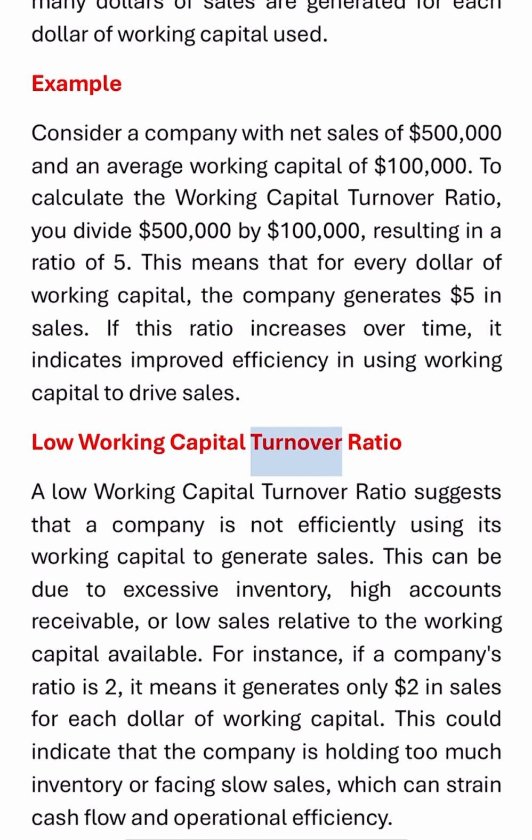Low working capital turnover ratio. A low working capital turnover ratio suggests that a company is not efficiently using its working capital to generate sales. This can be due to excessive inventory, high accounts receivable, or low sales relative to the working capital available. For instance, if a company's ratio is 2, it means it generates only $2 in sales for each dollar of working capital. This could indicate that the company is holding too much inventory or facing slow sales, which can strain cash flow and operational efficiency.